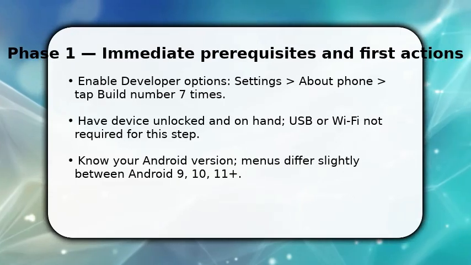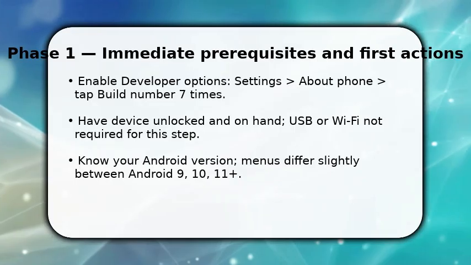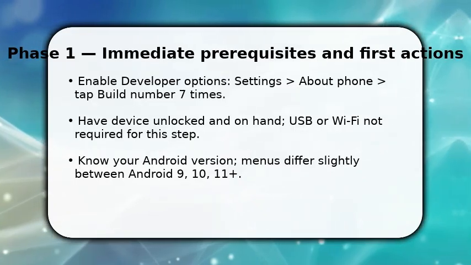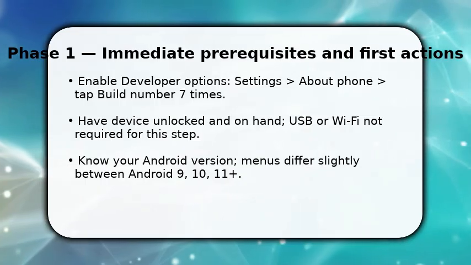Enjoy the video. You start by unlocking developer options, because this is where the Show Touches toggle lives. Once done, go straight to Settings, then System or About phone, and tap Build number 7 times. You'll see a brief confirmation.